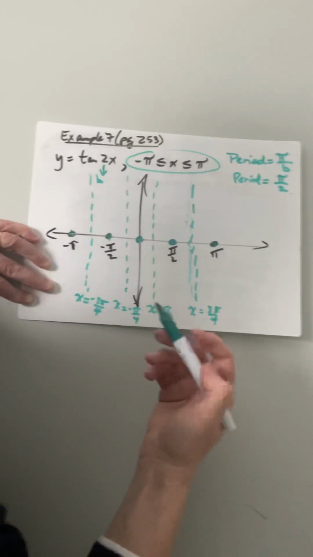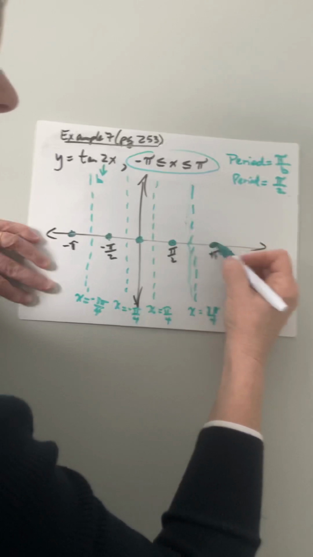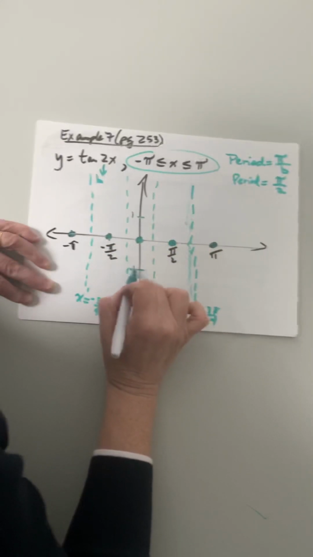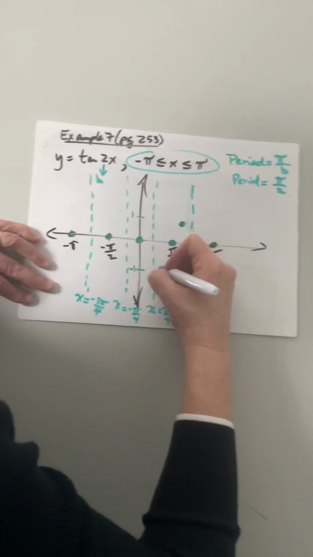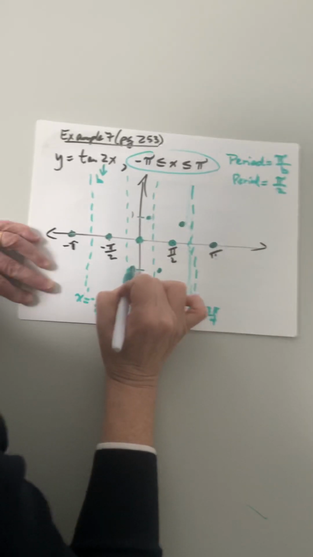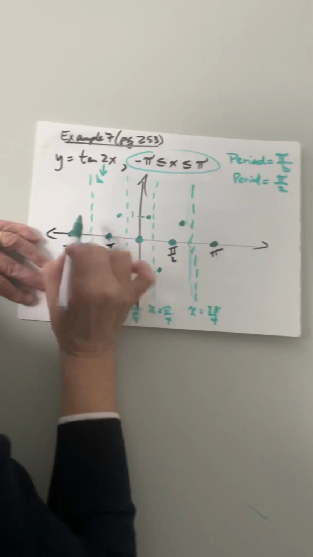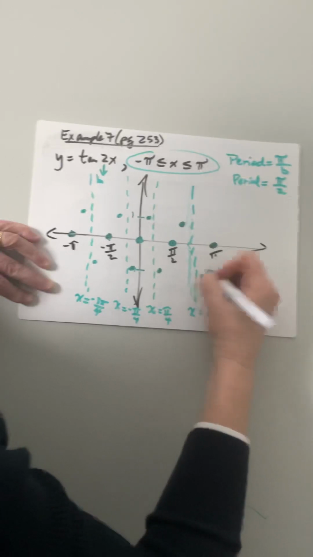The next thing we know is that halfway in between each asymptote and where it crosses the x-axis, it will reach 1 on one side and negative 1 on the other side. So halfway in between here and here, here and here. And we'll continue that pattern. So that means halfway in between here and here, it'll be here. Halfway in between here and here, it'll be down here at negative 1.